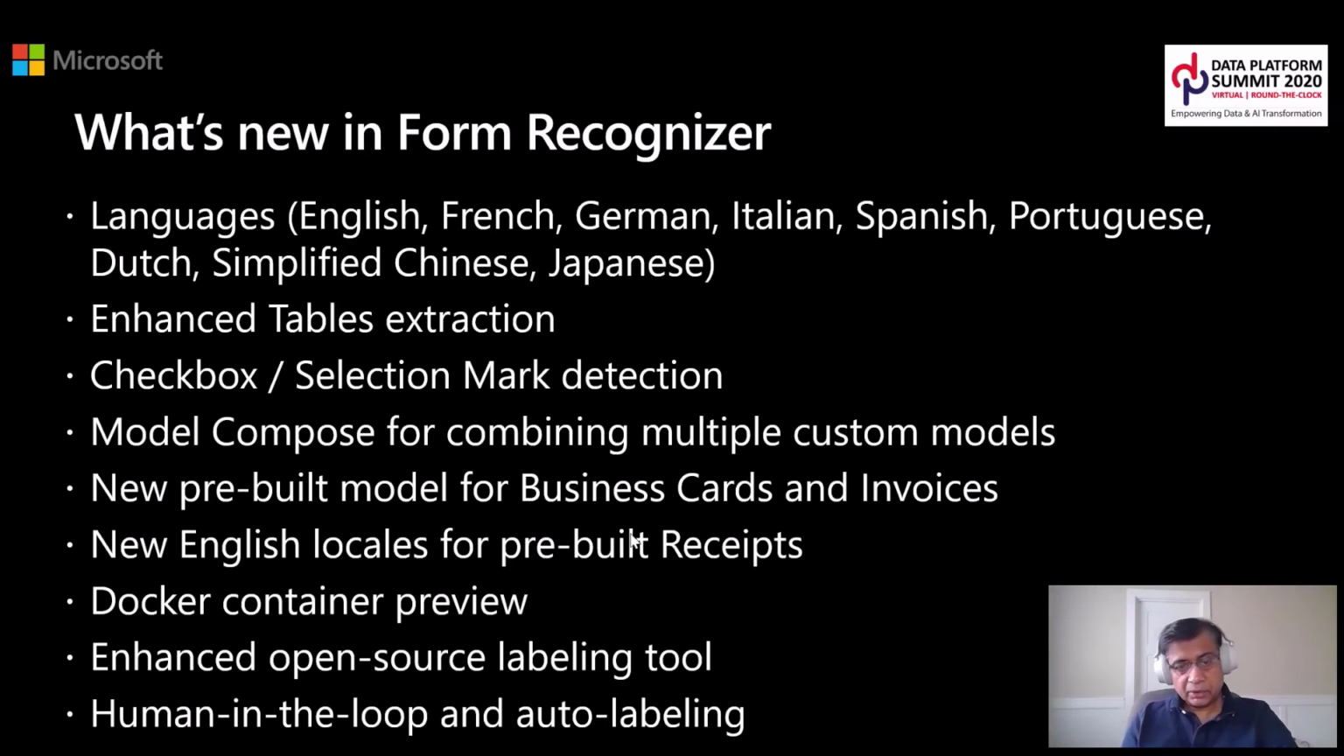We also now have pre-built models for business cards and invoices, and new English locales for receipts. And by the way, all of this is available for on-premise deployment as part of a Docker container preview. That's available as well, along with enhancements to the open source labeling tool that we have been seeing some screenshots from as part of my slide demos here. And so the open source labeling tool makes it easy to provide and create the labeling data that the service needs for building custom models.